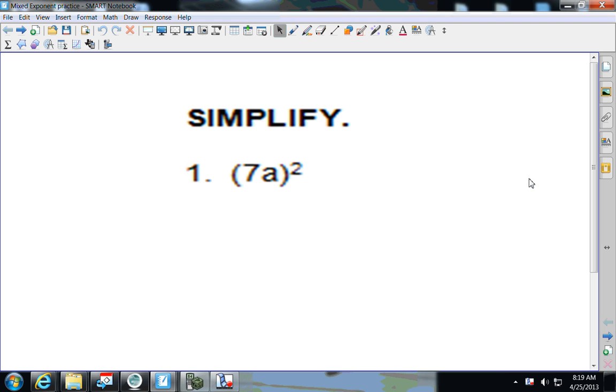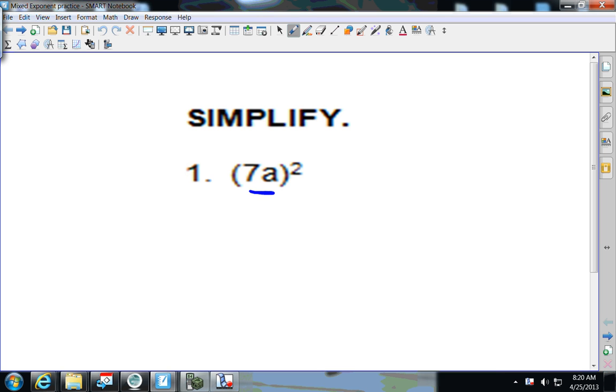This video is going to work on more mixed exponent practice. Well, that's the title of it. But we're going to apply the rules of exponents and try and practice simplifying with the rules of multiplying, dividing, and power to a power.